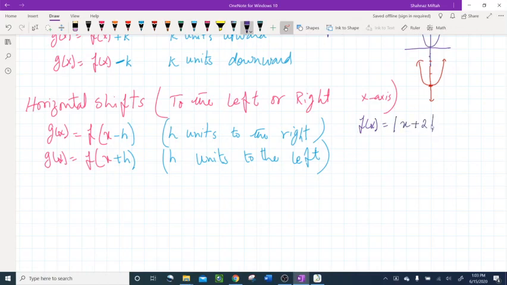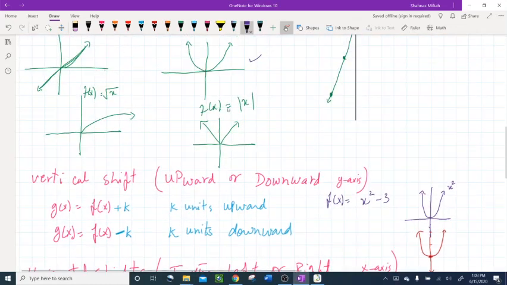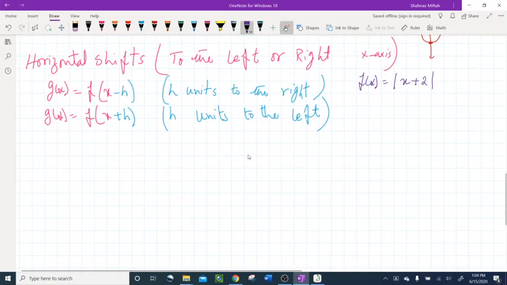And what is absolute function, parent function? This is absolute. F of x absolute, and it's like a v. So I'm going to draw that v here, the parent function. Okay. There, that's a parent function.